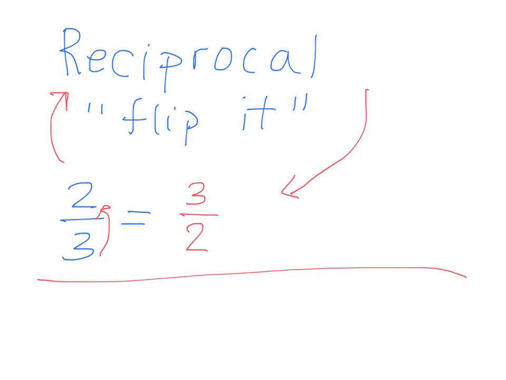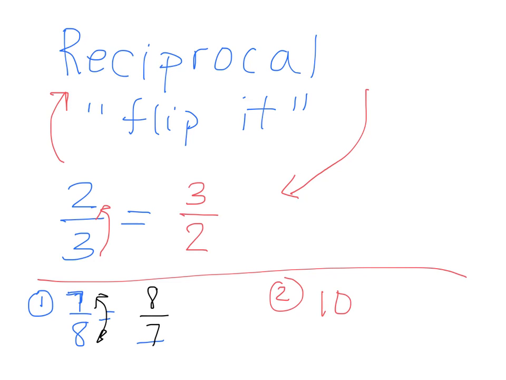So try to find the reciprocal of this, let's say 7/8, okay? Find the reciprocal of that, and find the reciprocal of the whole number 10, okay? Reciprocal of 7/8 is simply 8/7. All we do is flip-flop. What to remember about a whole number is really that's 10/1. So the reciprocal of 10 is 1/10.